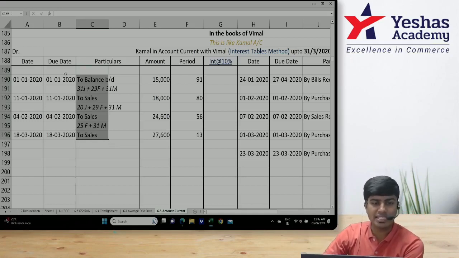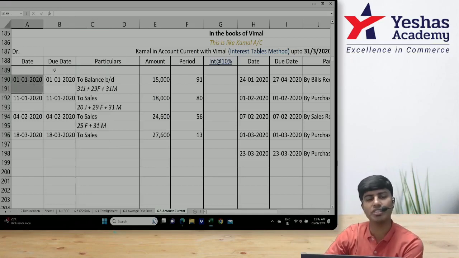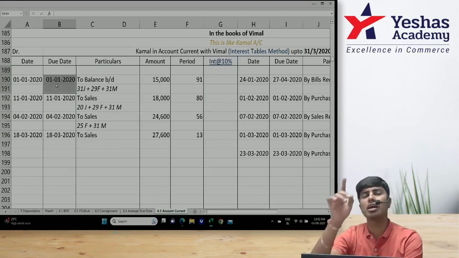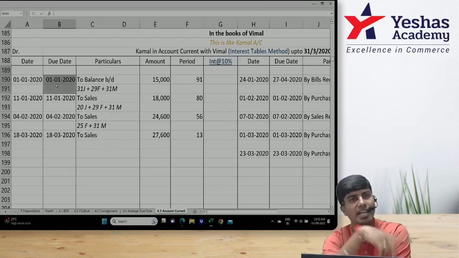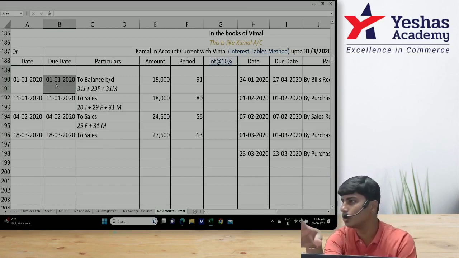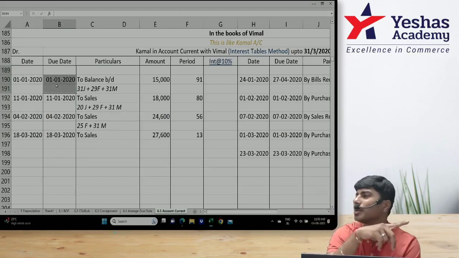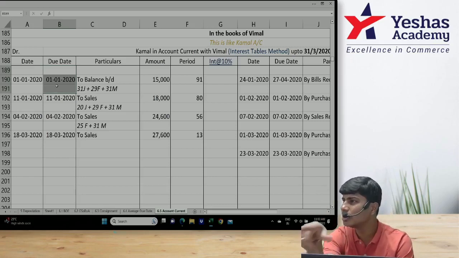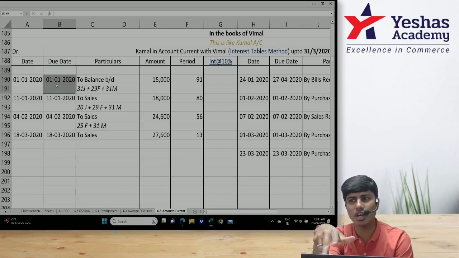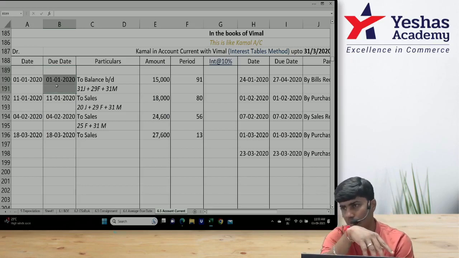Now, let us say a transaction is there for which the due date is given. Then we don't compute the period from the date of transaction. Instead, we compute it from the date on which it is due. Due date to date of account current. Why? Because the amount is not due on the date of transaction. It is due on the due date. Before that amount is not due. Let's say I purchase goods from you.